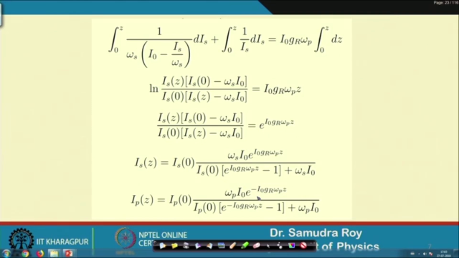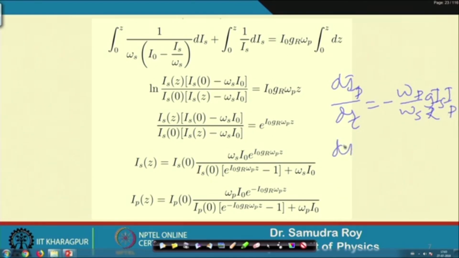You can use the fundamental differential equations: dI_p/dz is equal to minus omega_p over omega_s g_R I_s I_p, and another equation, dI_s/dz equals g_R I_s I_p. You can solve these two coupled equations again in a similar way, or, since you have I_s in your hand, you just take its derivative and you can get I_p. So, I_p will be the derivative of I_s divided by g_R I_s. This is another way, but it is a bit complicated.